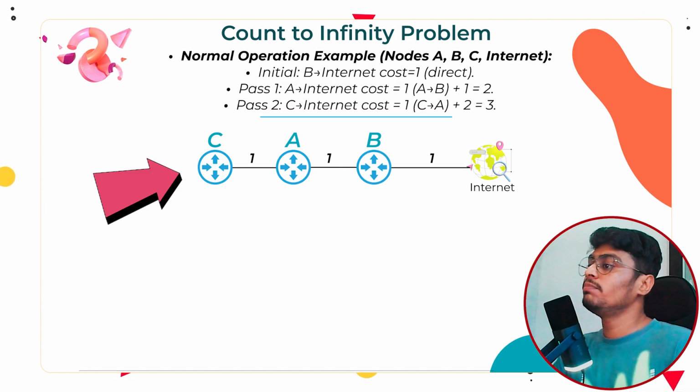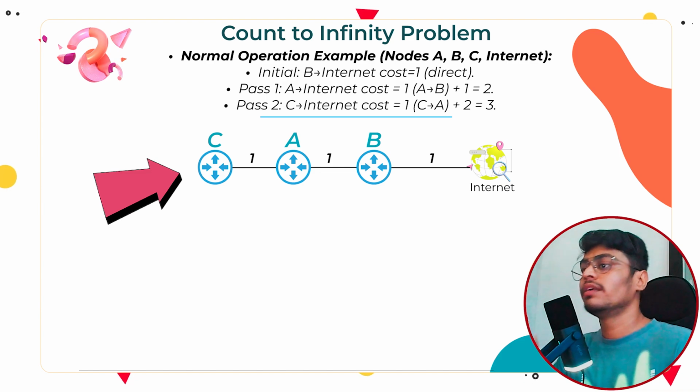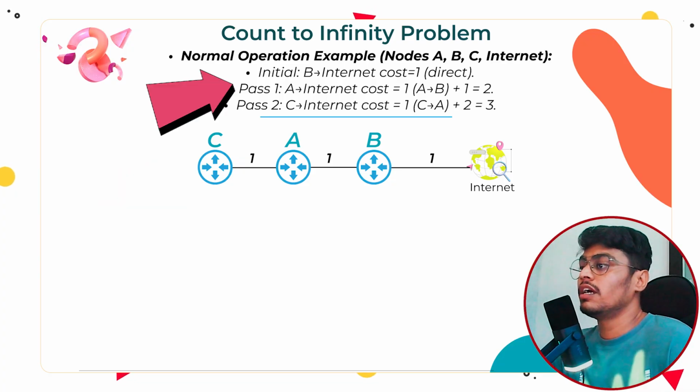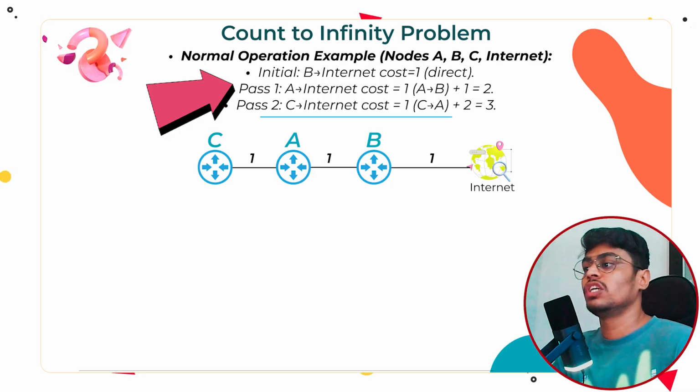So initially B's cost to reach the internet is 1, a direct connection. A's cost to reach the internet is infinite, because A doesn't have a direct connection to the internet, so it doesn't know initially. C's cost to reach the internet will be infinite.